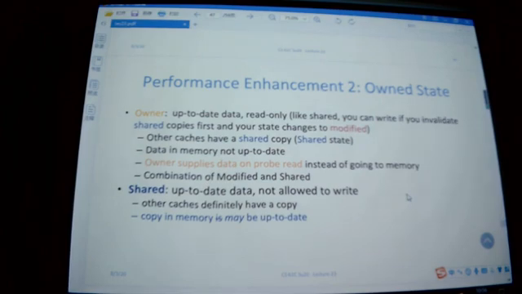Other caches have a shared copy. Now we can see this is the shared state. Shared state is the wanted state.